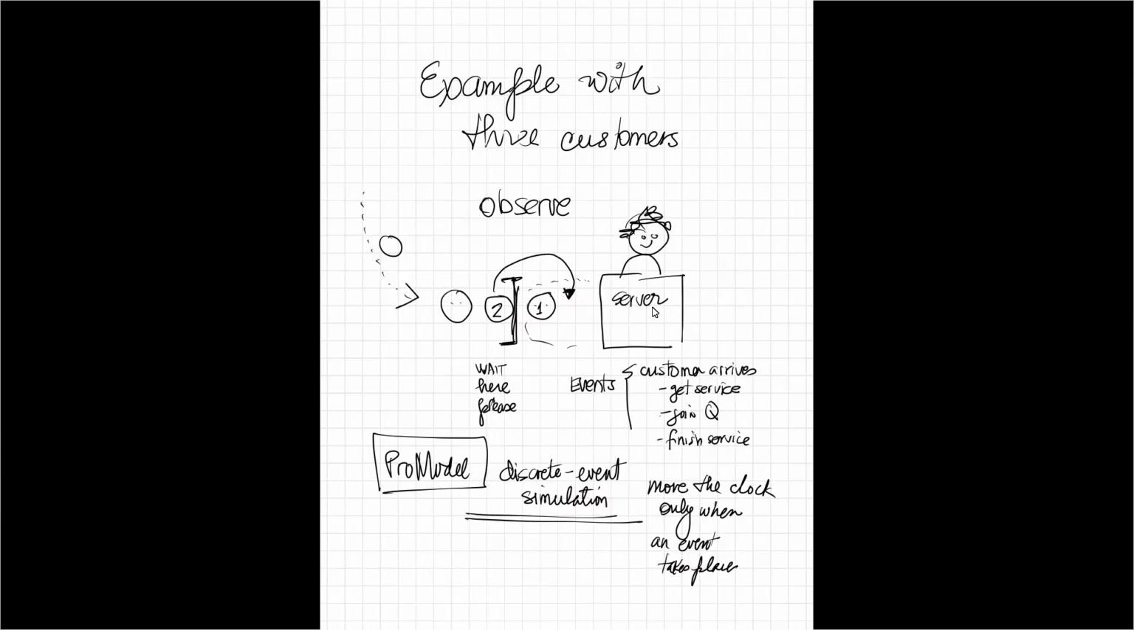What do we mean? Well, a customer arrives, that's an event, right? We move the clock, the customer gets service. The customer joins the queue and waits. The customer finishes service. So to give you an example of what an event is, suppose time is 10. So at time 10, customer 1 arrives. So the clock moves from time 0 to time 10, assuming it started at time 0. It is now time 10. Nothing happened between time 0 and time 10.